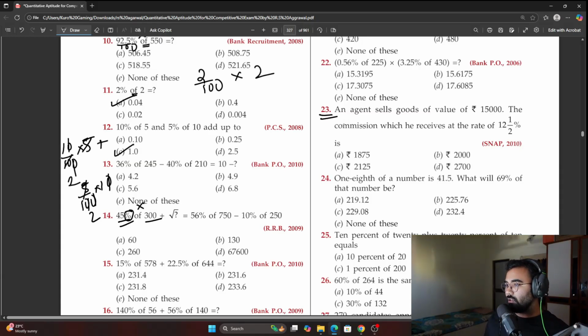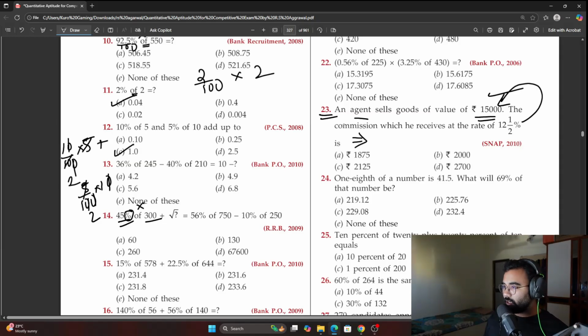An agent sells goods of value, let's say 15,000 rupees. The commission which he receives is at the rate of 12.5%. So let's say you sell something, and out of the total value of that something, you make a certain percentage of commission. I think people who are into sales will understand this. Whenever you make a sale, a certain percent of it goes to you as a commission. So in this, an agent is selling goods of 15,000 and his commission is 12.5%. So all I need to do is calculate 12.5% of this amount.